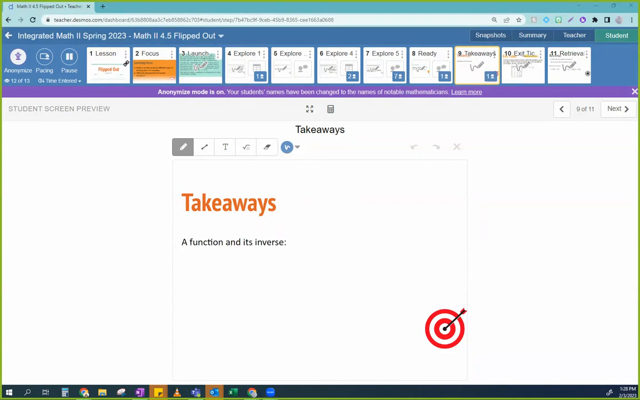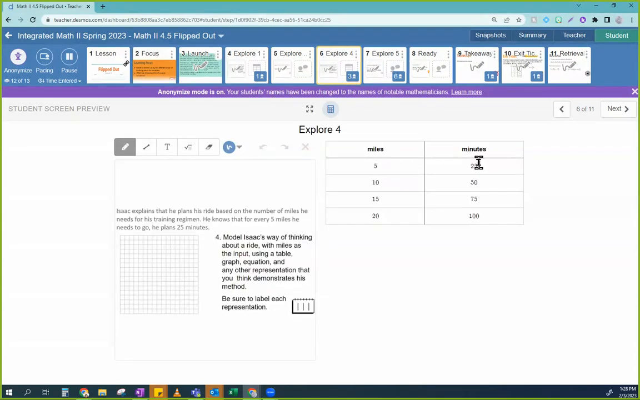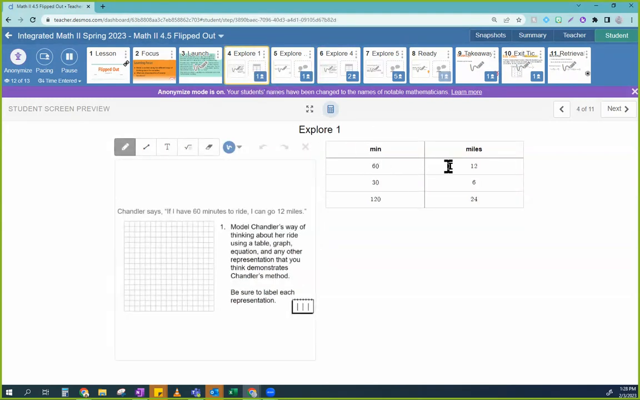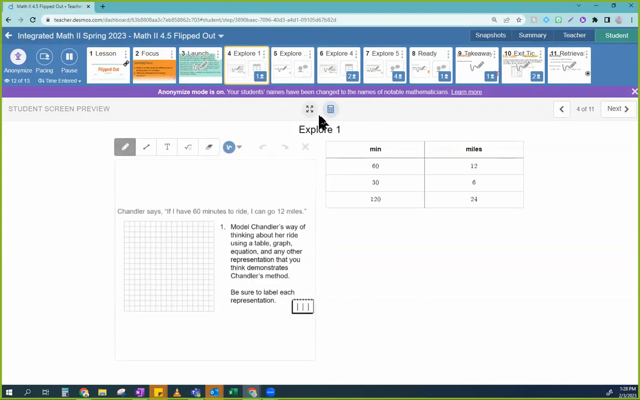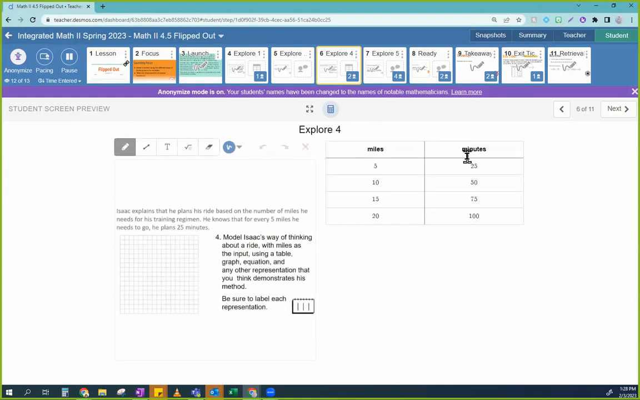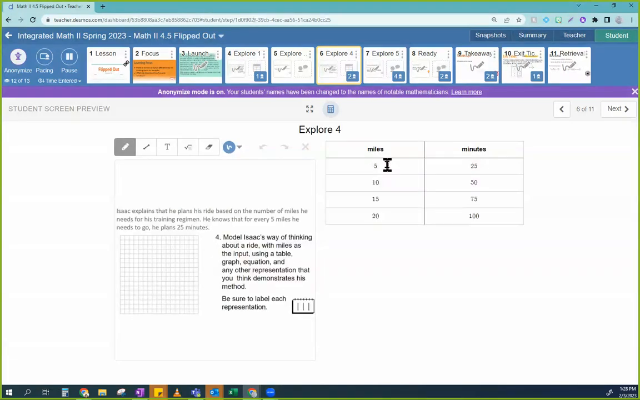Okay. So when we're talking about takeaways for this one, the thing that I want to keep bringing you back to is here we did minutes and miles, but over here we did miles and minutes. So I always talk about inverses as being this guy's input is this guy's output. This guy's output is this guy's input. So everything switches, okay? So that's number one. So that's why the graphs were reversed.